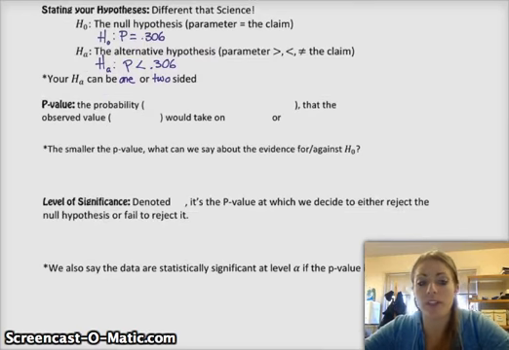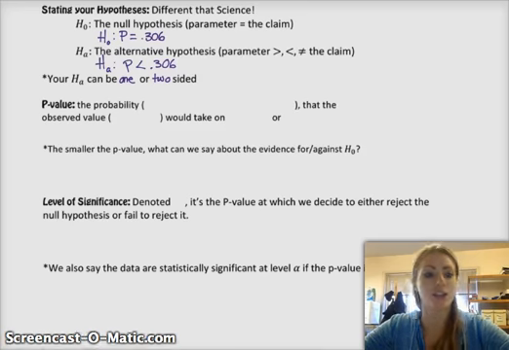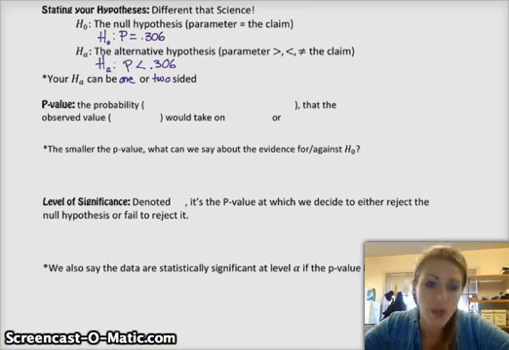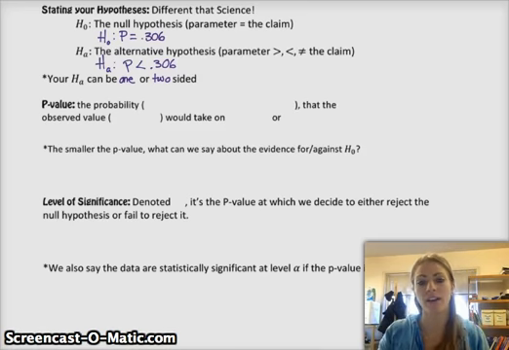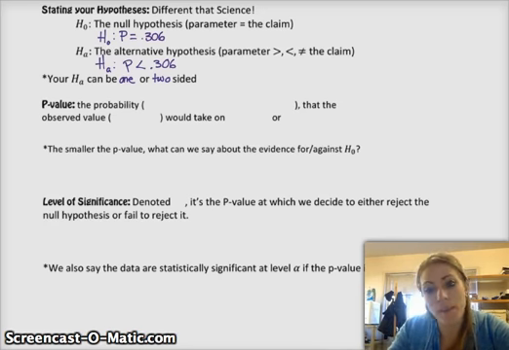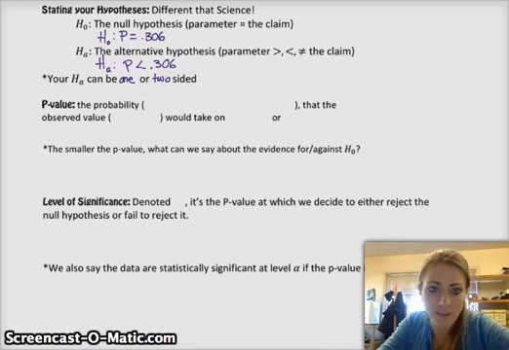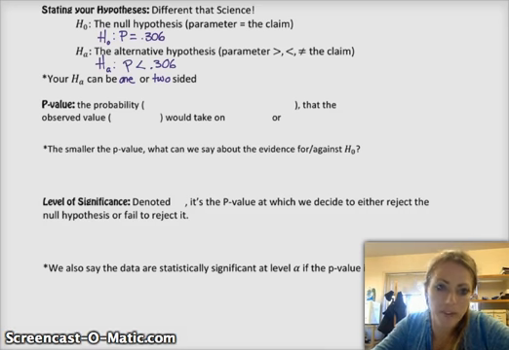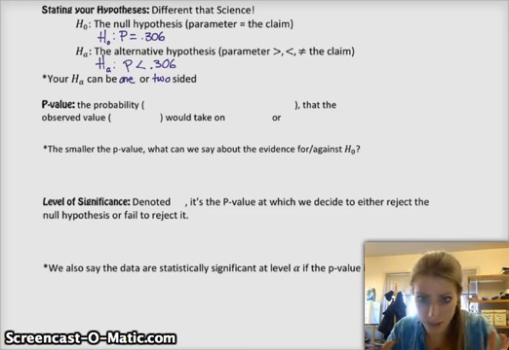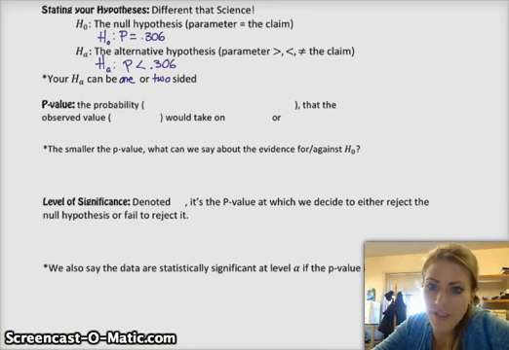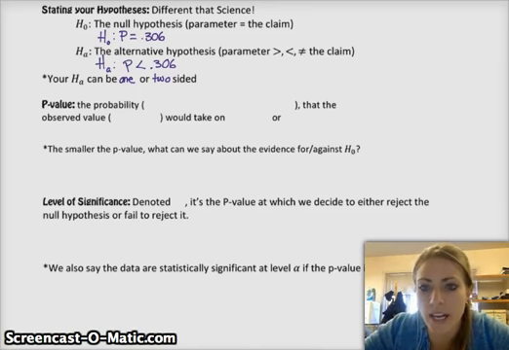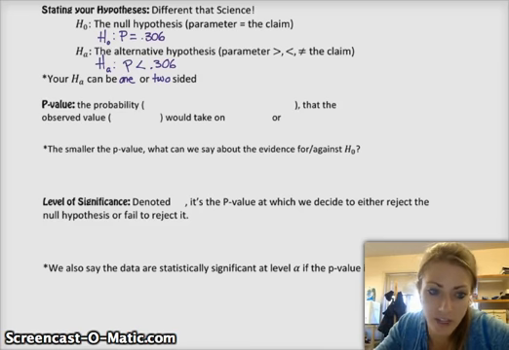So eventually what we're going to be doing is we're going to be saying, okay, assuming that your claim is true, what's the probability of getting this certain statistic from the sample that I took? And so that probability is called the p-value. So, p-value: the probability, assuming the null hypothesis is true, that the observed value, or the statistic, would take on that particular value that you got, or anything more extreme than that.